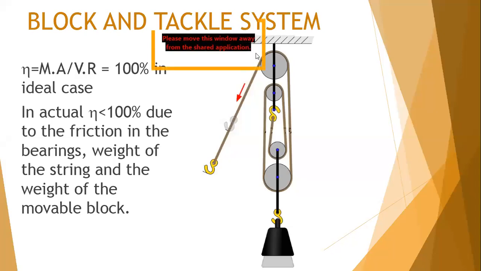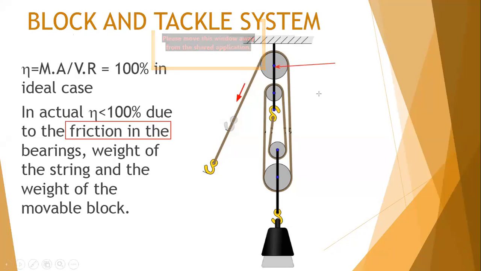Why? Now understand what the reasons are for the efficiency to be less than 100%. It is due to the friction in the bearings. You will find friction here in the bearings, these are the bearings. Here you will find friction at the bearing, at the axle. Here you will find friction and here you will find friction. You will even find a little bit of friction at the rim as well. So it is due to the friction of the bearing.